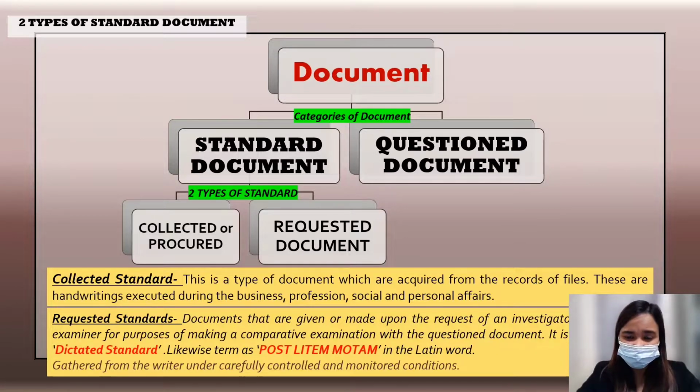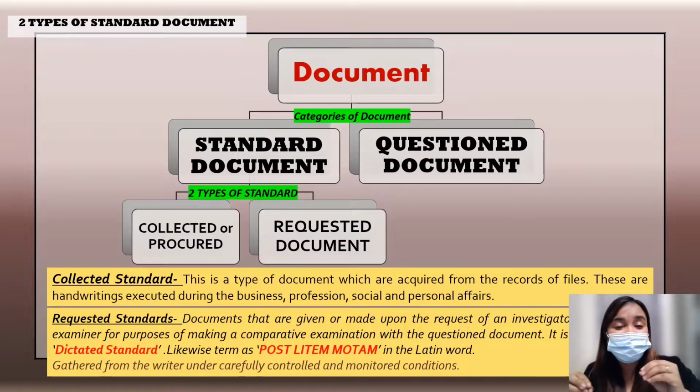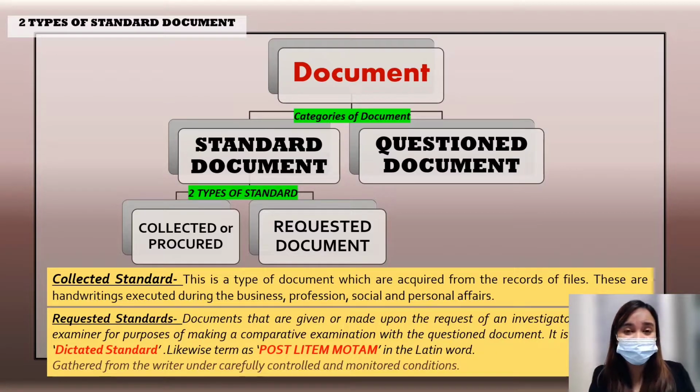Okay. So, requested standard, ito po yung mga document na nire-request ng investigator or ng document examiner. Yung collected standard, mabilis mo lang siyang makuha or mag-gather kasi ready na po yung document na yon. It is written prior to the investigation. Okay po ba? Sinulat na siya ng writer prior to the investigation or bago magka-issue. Okay, like diary, mga paperwork sa school, okay, test papers.